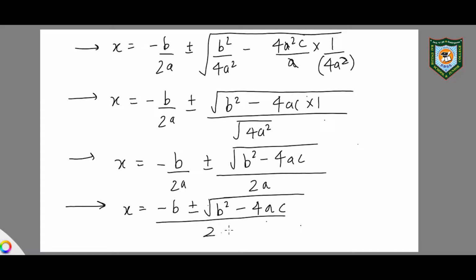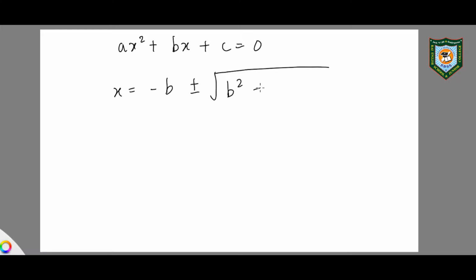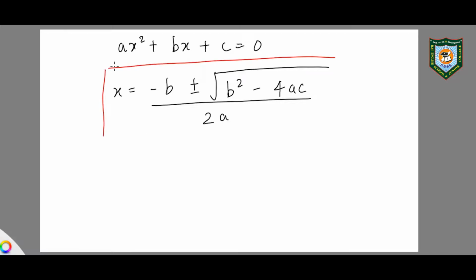divided by 2a. So for any quadratic equation which is in the standard form ax square plus bx plus c is equals to 0, the value for x is going to be minus b plus minus under root b square minus 4ac divided by 2a. So this is how we find the roots of quadratic equations.